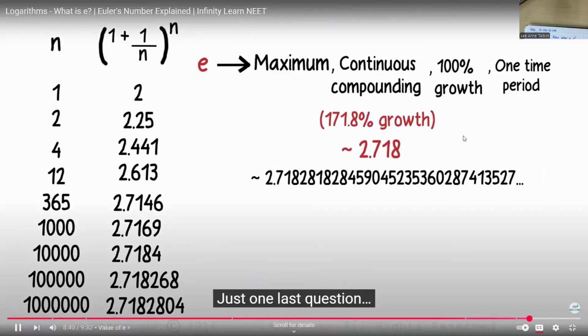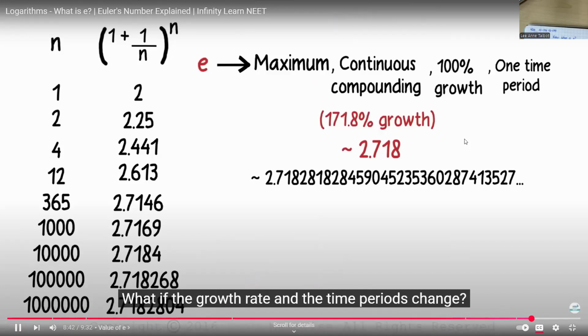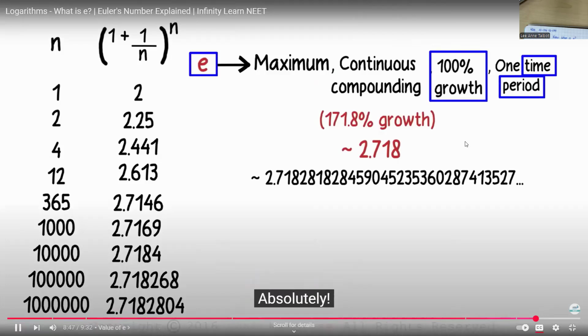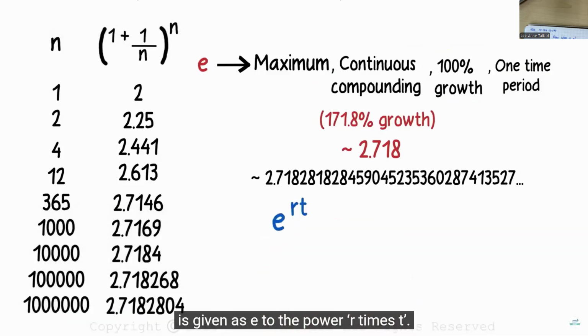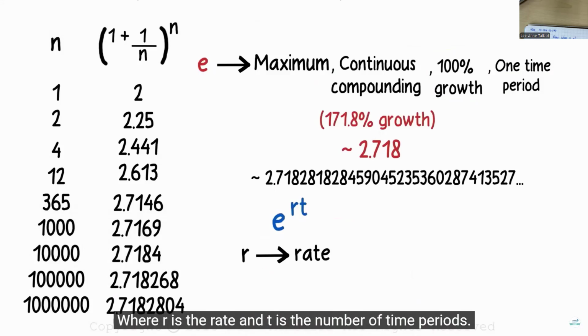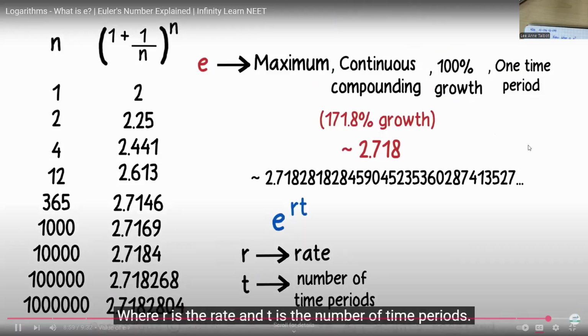Just one last question. What if the growth rate and the time period change? Will E still help us? Absolutely. There's no problem at all. In general, the growth after continuous compounding is given to us as e to the power r times t, where r is the rate and t is the number of time periods.